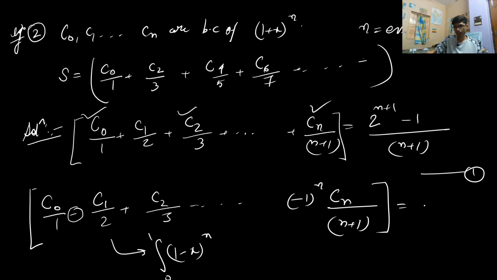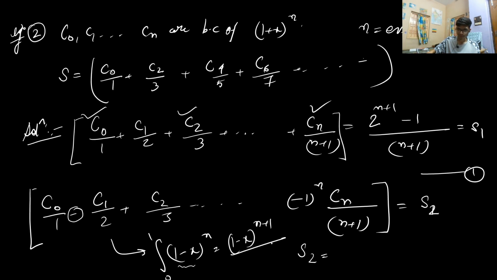I'm calling this summation S1. Or let me call this S2, because the earlier summation was called S1. So what we get from S2 by taking this expansion of (1 minus x) power n and integrating it from 0 to 1 is the result of S2. The integral will yield you (1 minus x) power n plus 1 divided by minus of n plus 1.